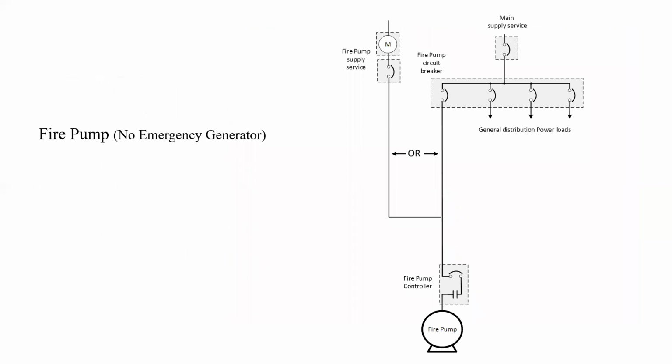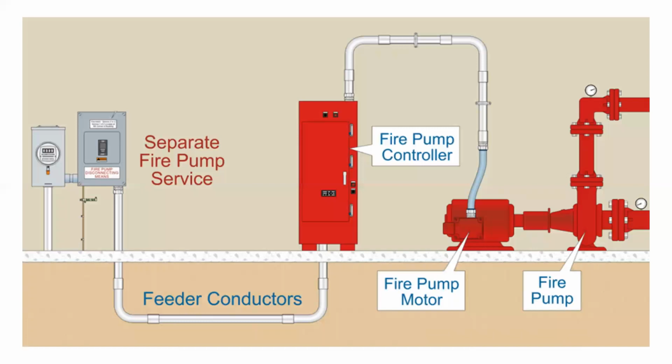This is an example of a single line diagram for a fire pump with no emergency generator, which might be used in a smaller warehouse or a facility that is not required to have an emergency generator on site. It could look something like this, where we have a separate fire pump service going into a fire pump controller, and you'll notice that the wiring method for the installation of the conductors is much more robust and highly protected to ensure that even in an emergency situation, the conductors remain intact and providing power to the fire pump.